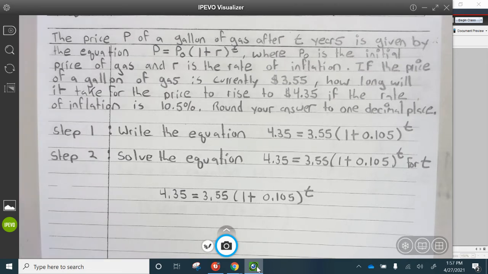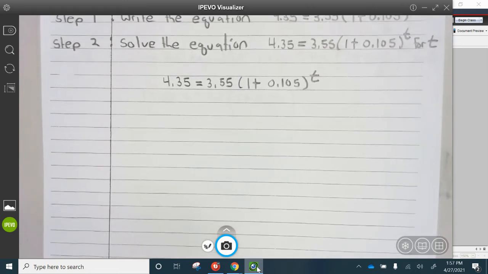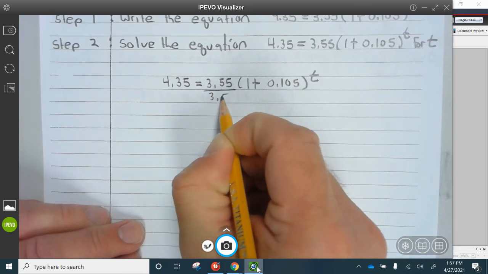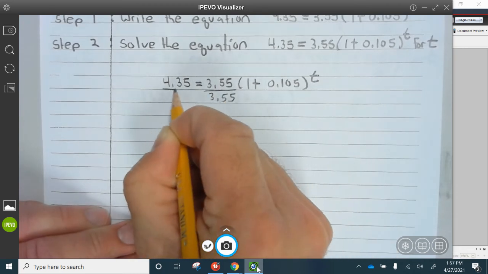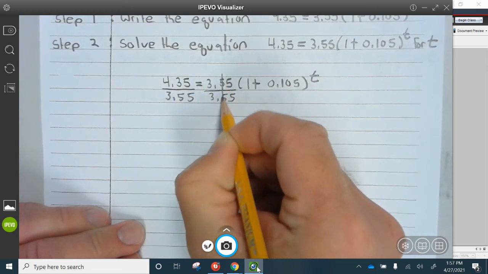Okay, step 1, write the equation 4.35 equals 3.55, parentheses 1 plus 0.105, to the T power. Step 2, solve the equation 4.35 equals 3.55, parentheses 1 plus 0.105, to the T for T. All right, so the first thing we're going to do is divide both sides by 3.55. Now, this divides and becomes 1.